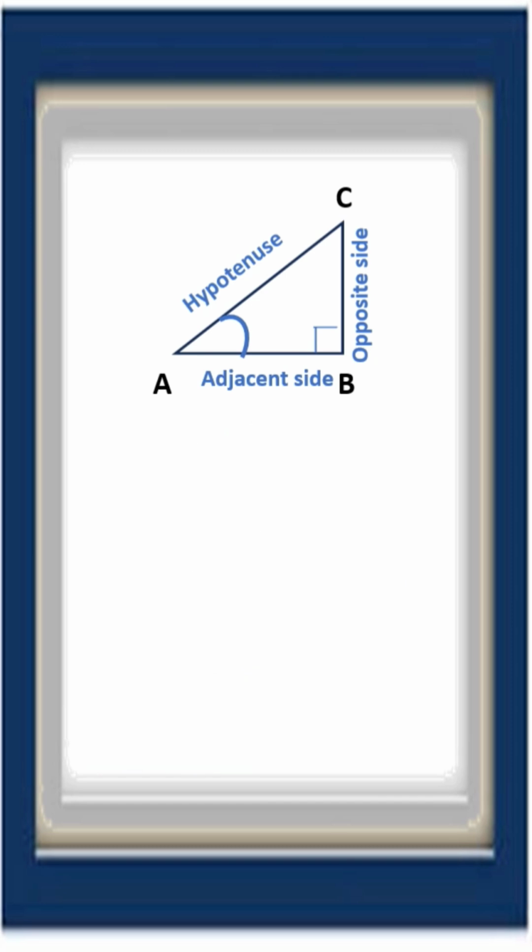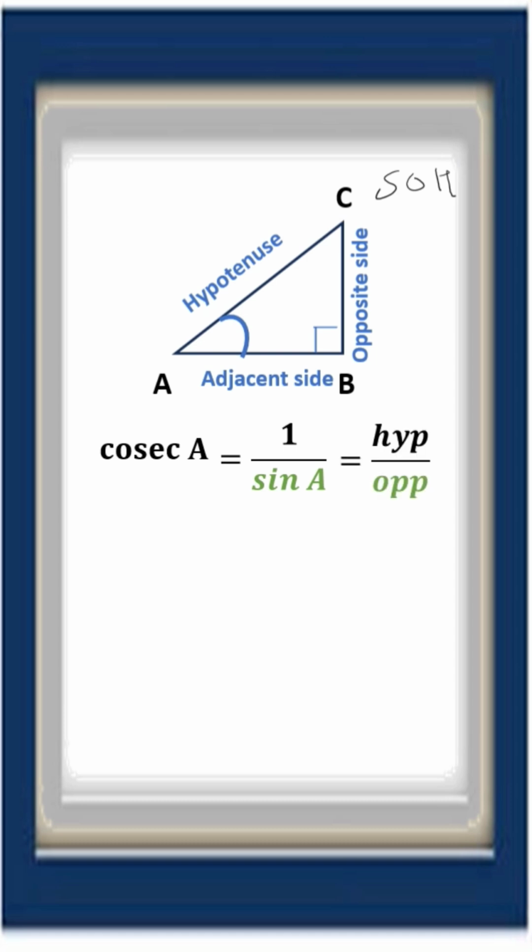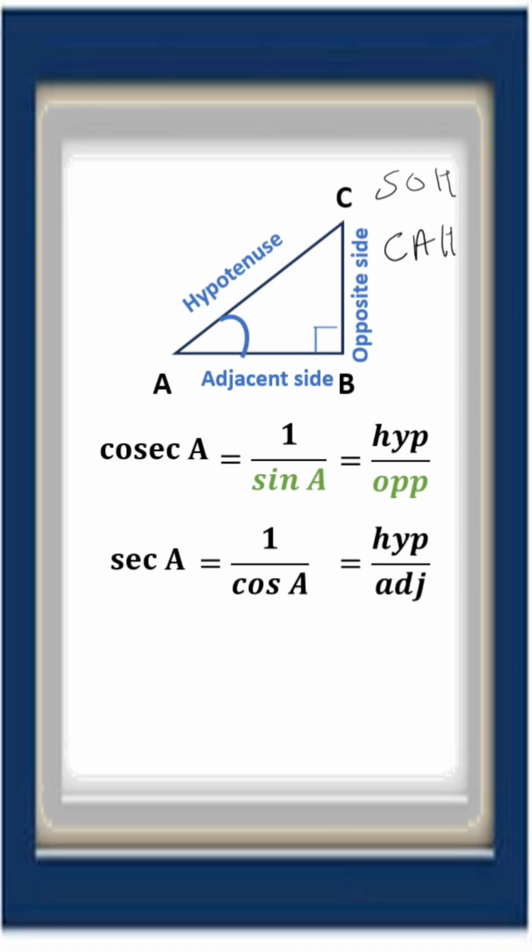Now let us have the reciprocal ratios of sin A, cos A and tan A. What is the reciprocal ratio of sin A? It is cosecant A. So cosecant A is equal to 1 by sin A. Sin A, S-O-H, sin A is equal to opposite by hypotenuse. So cosecant A is hypotenuse by opposite side. Reciprocal ratio of cos A is secant A. So secant A is equal to 1 by cos A. Cos A is equal to adjacent side by hypotenuse. So secant A is equal to hypotenuse by adjacent side.